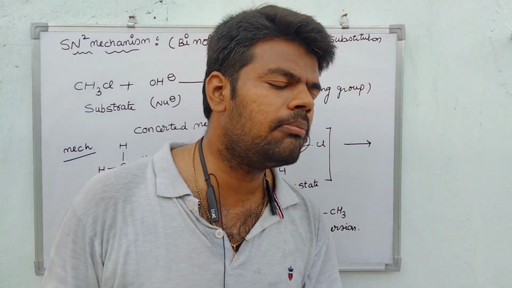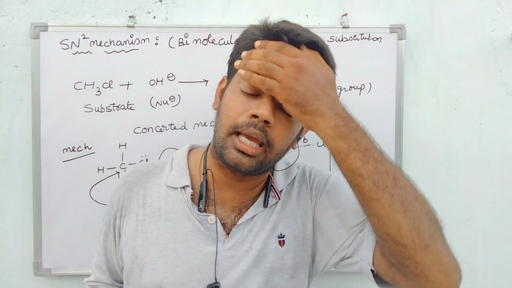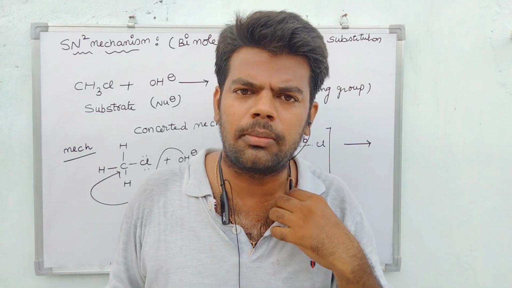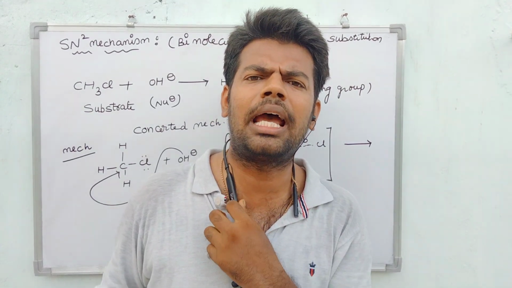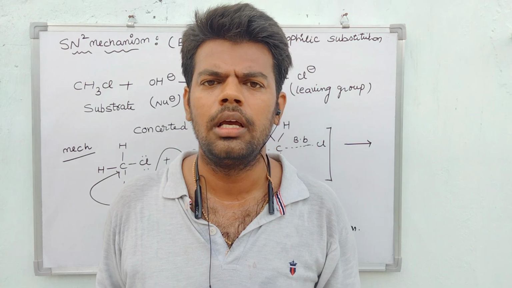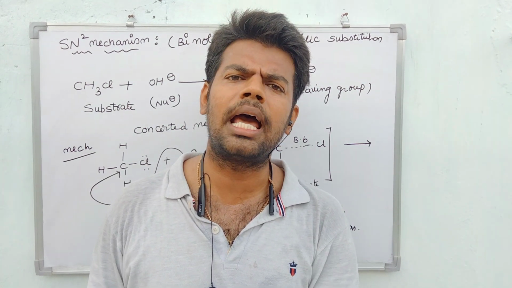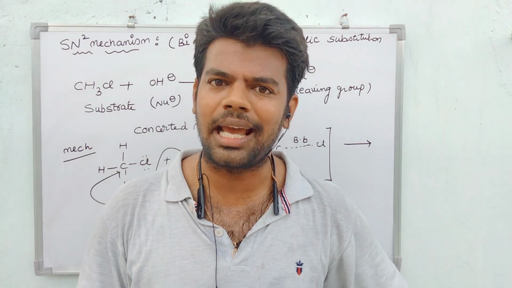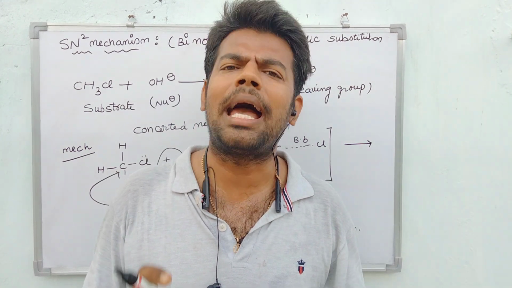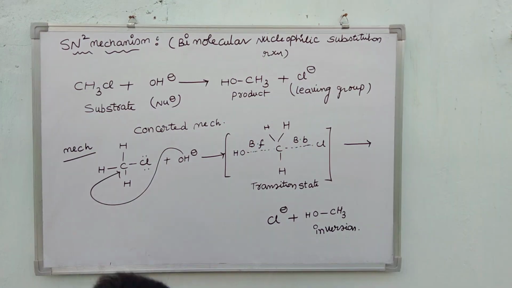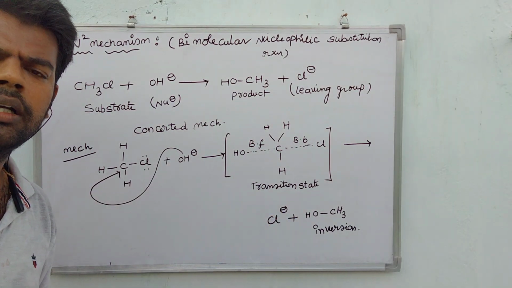Observe this very important thing carefully. In the SN1 mechanism, two types of attacks are possible. What are the two types of attacks? A front side attack is possible and a back side attack is also possible. But in the SN2 mechanism, only a back side attack takes place. Due to the back side attack, which type of product is obtained? Inversion of the product is obtained.